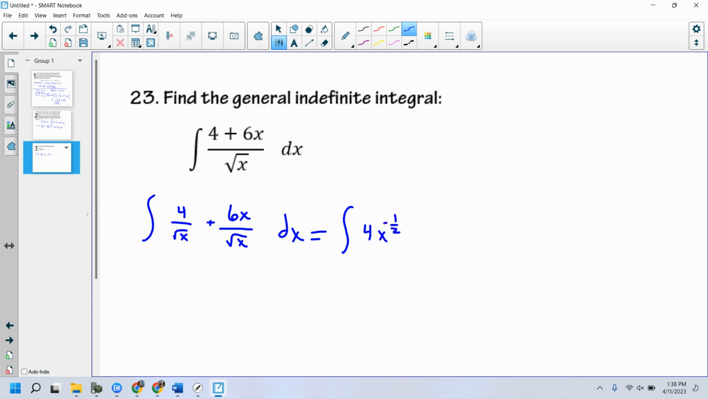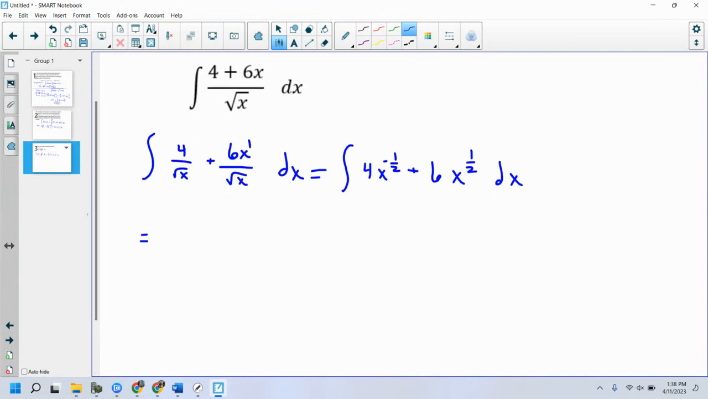Now think about this. This is power of 1 over 1/2. What do I do with powers that are divided? Subtract. So this is 1 minus 1/2, or 1/2. Okay, now I've got powers that I can actually find the antiderivative of. So that's going to be 4x to the positive 1/2 over positive 1/2 plus 6x to the 3/2 over 3/2 plus c, because it's a general, indefinite integral.